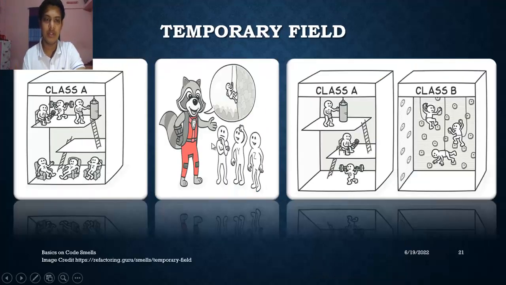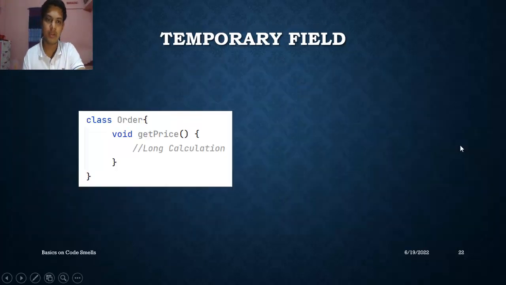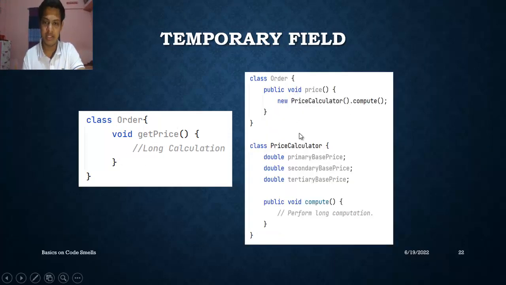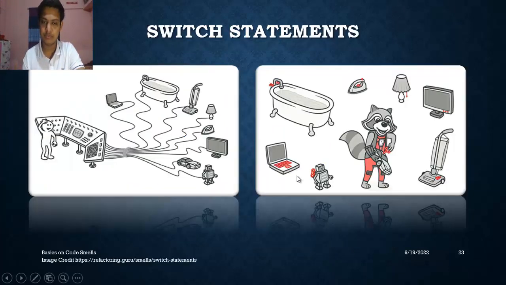We can have temporary field. For example, a class has some properties that are working and some properties that are not working. We have to use all of the properties or all of the methods to get a good output or maintainable code. Here is the solution: a class, for example, where the property ABC is working and also the XYZ is working. For example, the class Order has a method called getPrice which contains a long calculation. We can break down the calculation into another class and use the method of the new class.